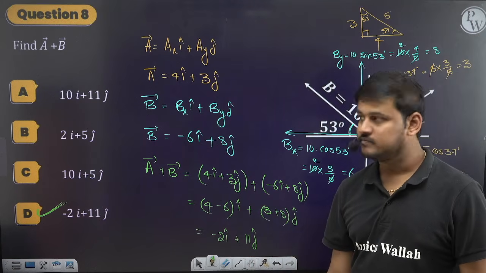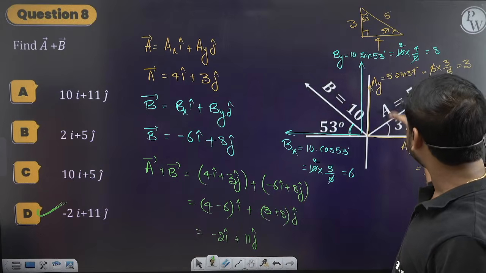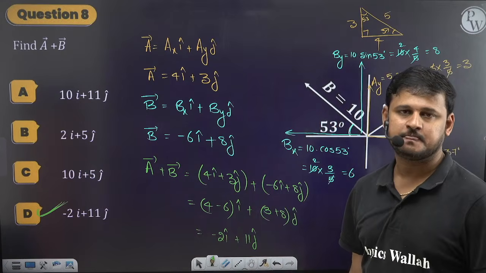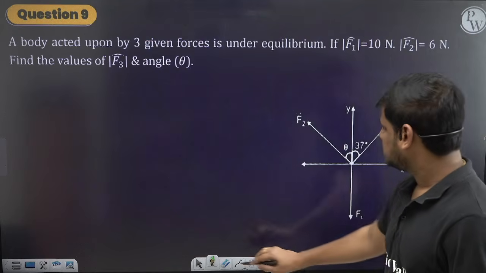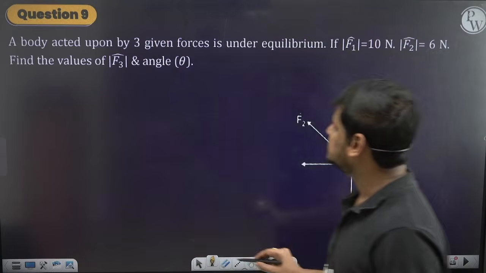Clear, everyone? So this is how you should resolve the vectors and add them. Done? Chalo. So let's go for the next question. What does the question say?